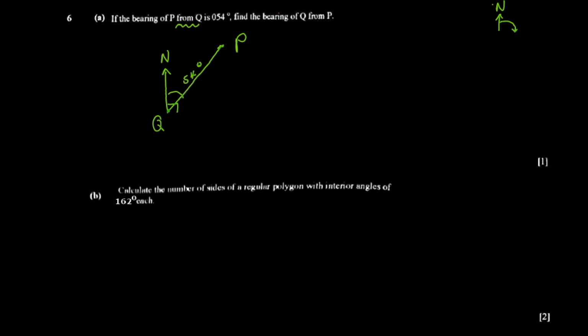So it says find the bearing of Q from P. Now they're saying from P. So we should write the cardinal north where? On P. Exactly. So the north would be here. This one would be your new north, and then the bearing would be this angle here. This is the angle that you're looking for. So now you're dealing with angles.